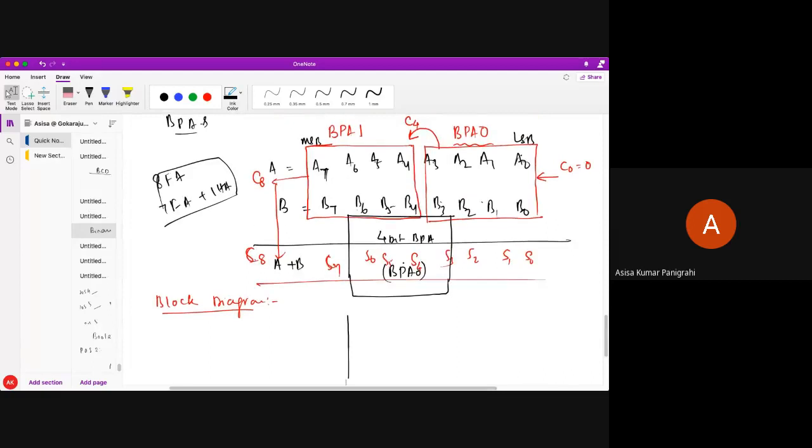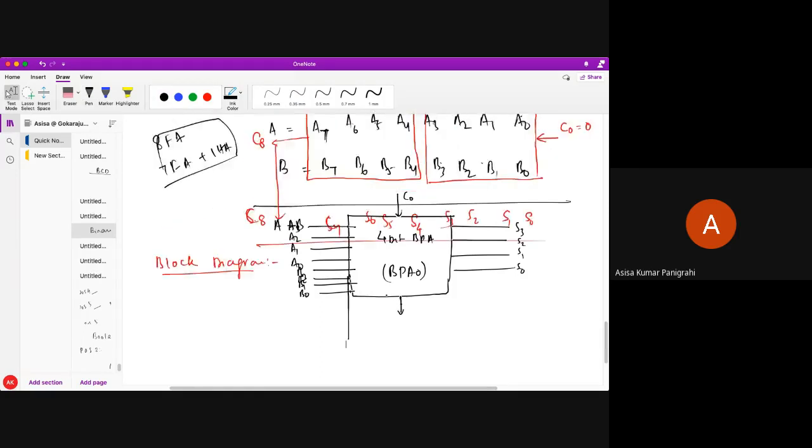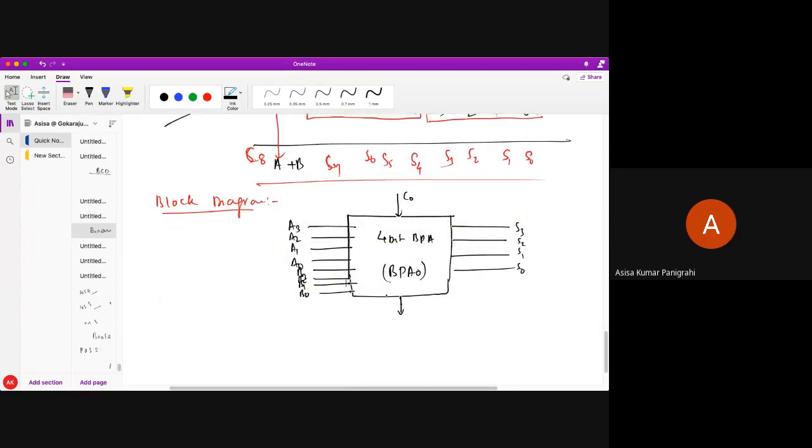So this BPA 0, what are my inputs? My input for this BPA 0 is C0. And what are my other inputs here? The inputs are A3, A2, A1, A0, B3, B2, B1, B0. And it provides me output sum which is S3, S2, S1, S0. Now it generates a carry, which is cascading. It generates carry C4, which is transmitted to the next 4-bit BPA.